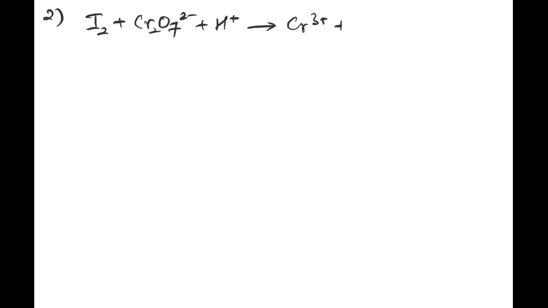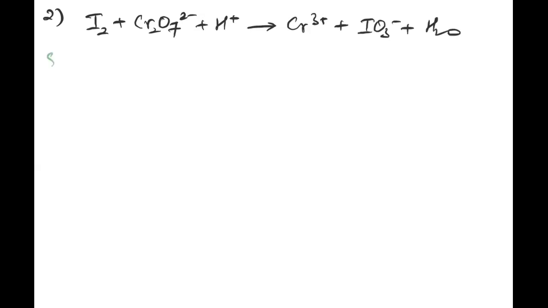Another reaction I can balance for you is the second reaction. I will take a different reaction here. For example, I2 in the presence of dichromate ion in acidic medium gets converted into chromium 3 plus, and IO3 minus, plus H2O.